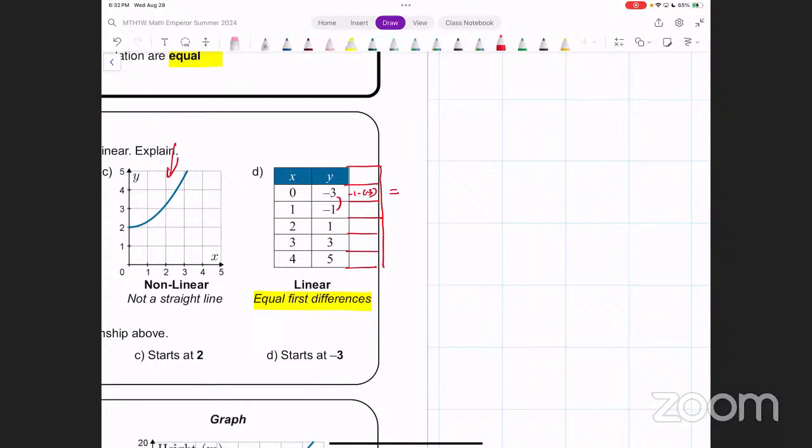Tavan, are you online, Tavan? Yeah. Okay, what is -1 minus -3 equal to? -1 minus -1. -1 minus -3, how much?